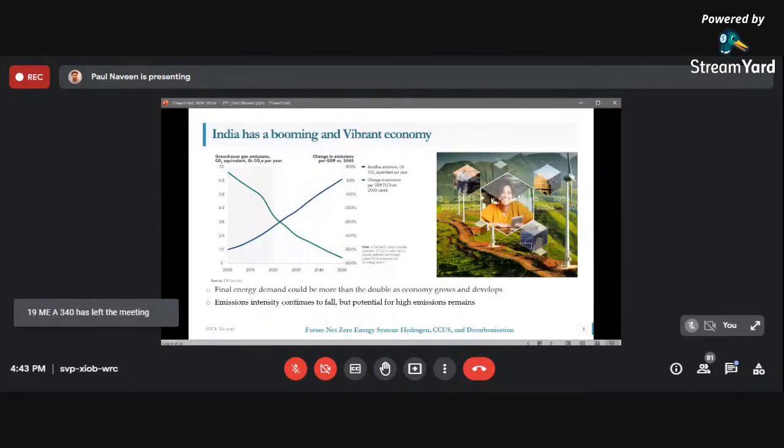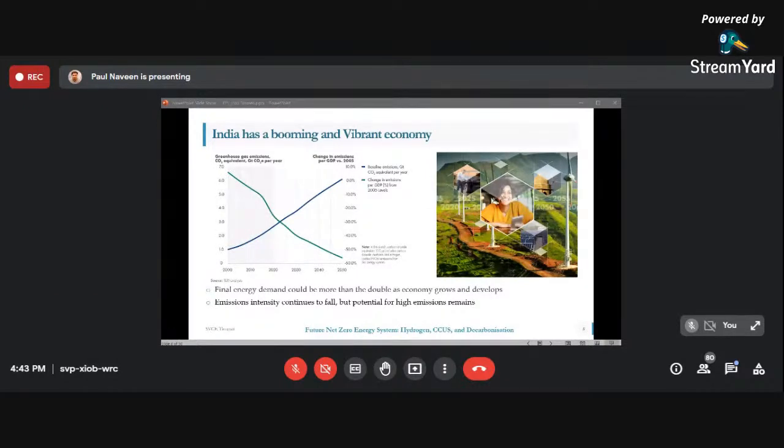In 2019, India became the fifth largest economy in the world, overtaking the UK and France, that we all know by seeing the news. So India's economy is booming. Currently, we are in fifth place in terms of economy. We are the fifth largest economy in terms of GDP and all aspects.